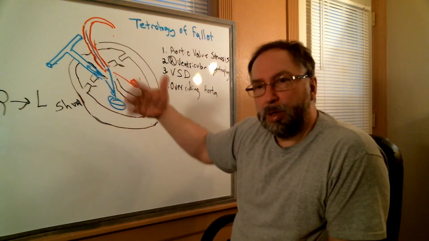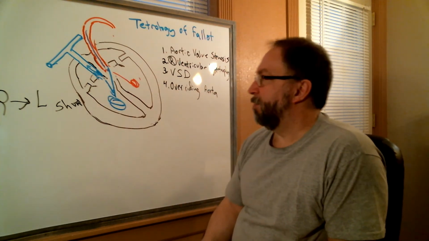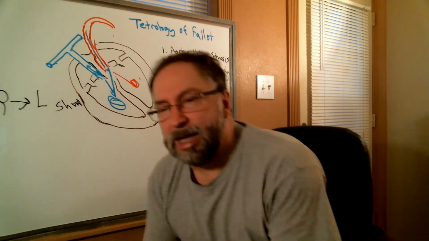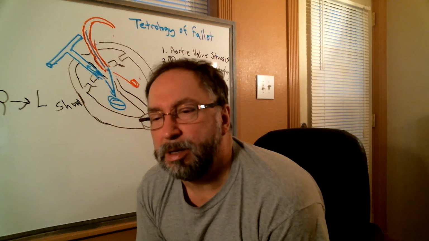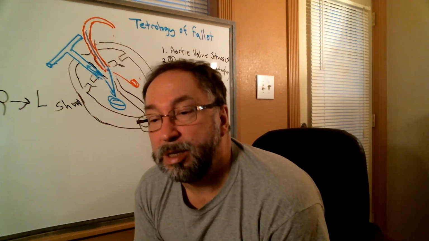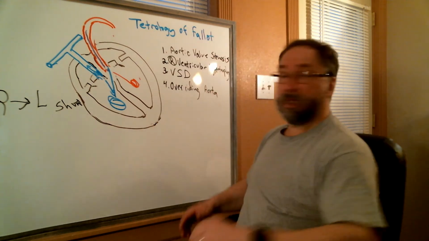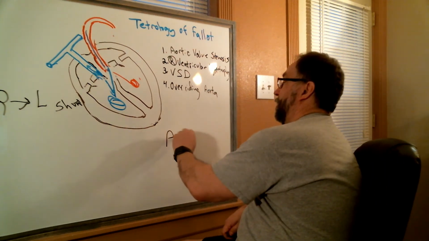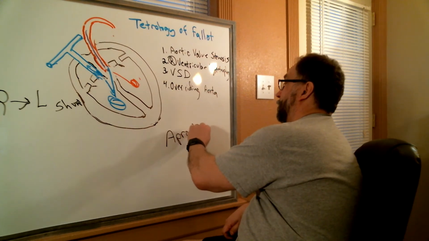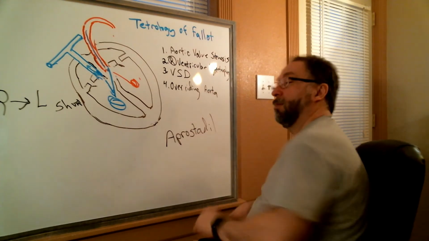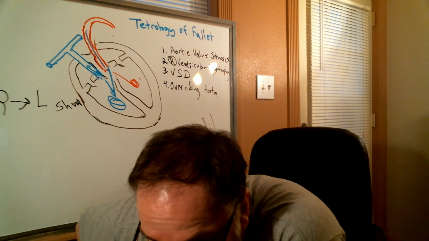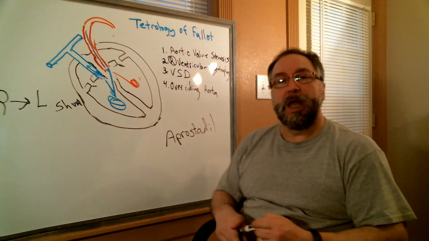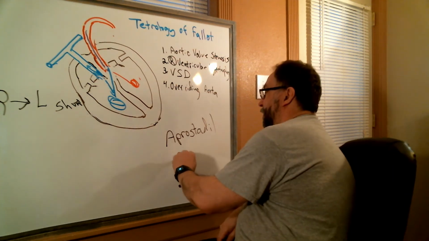So if they detect this when they're babies, they can give them prostaglandin E, and it is called, I had to look this up, alprostadil. Alprostadil is the name of this medicine. Let me make sure that I spell it right. Alprostadil, yes. And what that is, it's prostaglandin E.